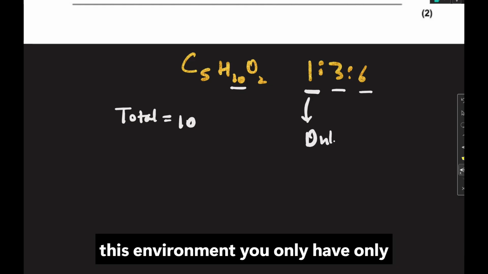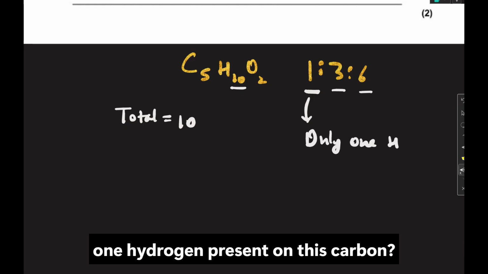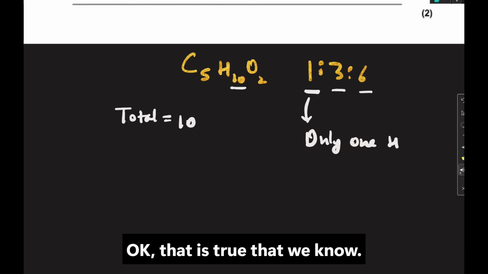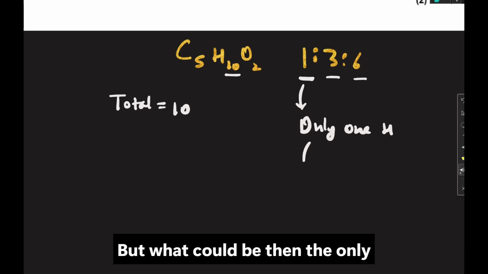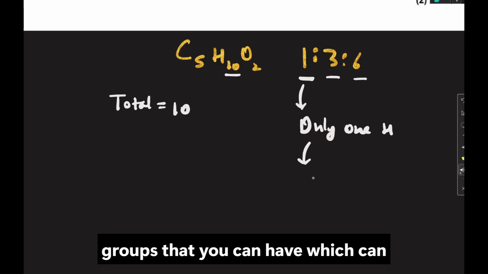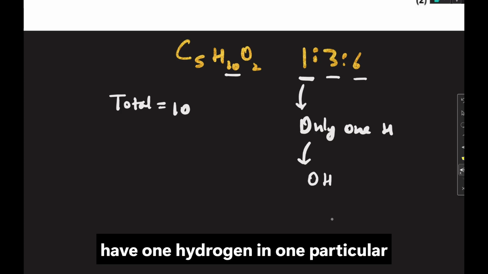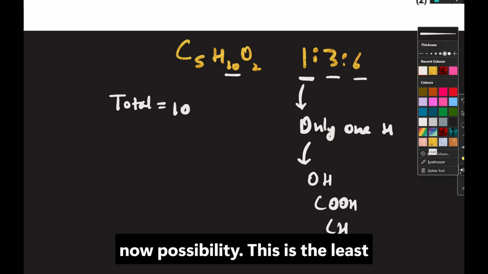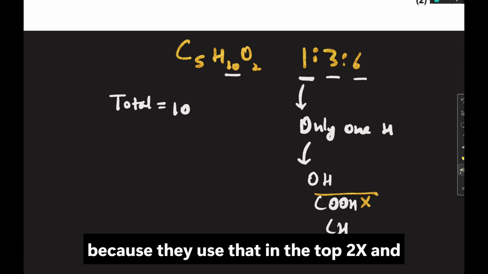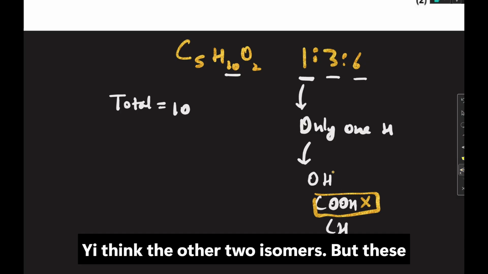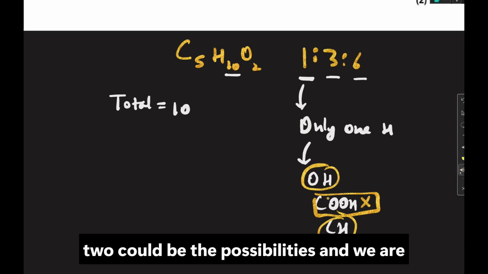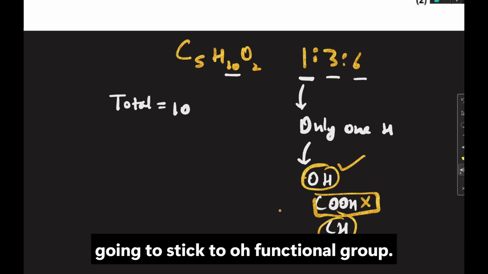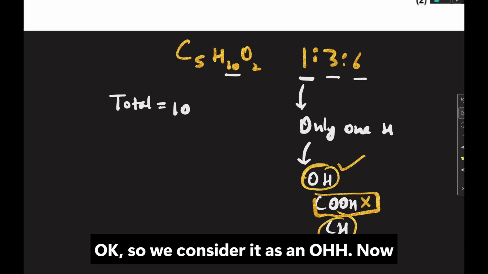Okay, so that's sorted. What do you think the integration ratio 1 means? In this environment you only have one hydrogen present. The only groups that can have one hydrogen in one particular environment are either OH, COOH or CH. The COOH possibility is least likely because they used COOH in the other two isomers, X and Y. But we are going to stick to the OH functional group, so we consider it as an OH.